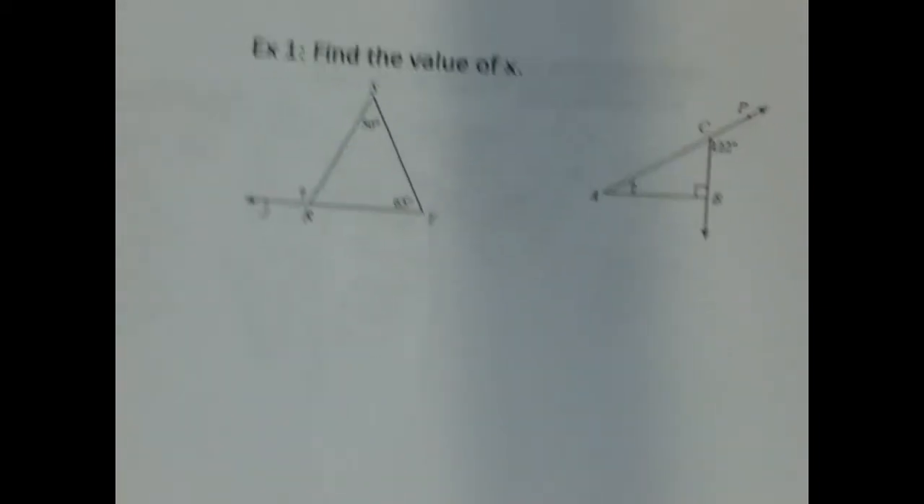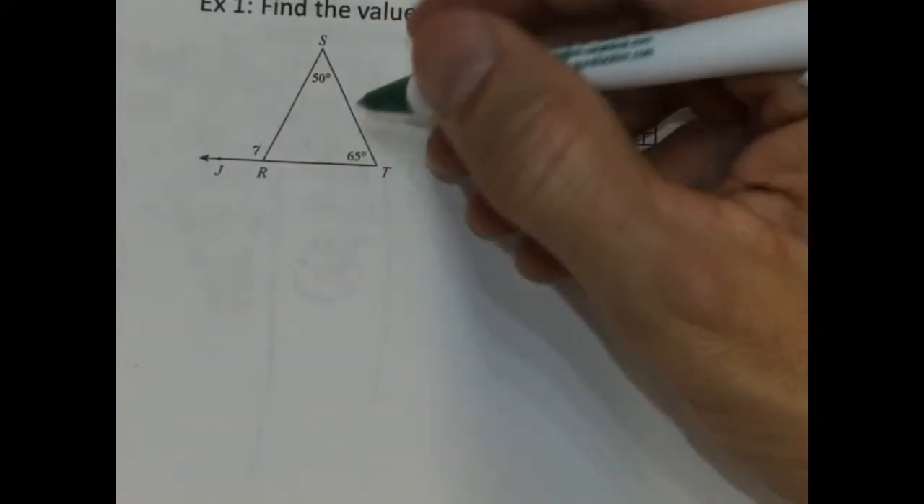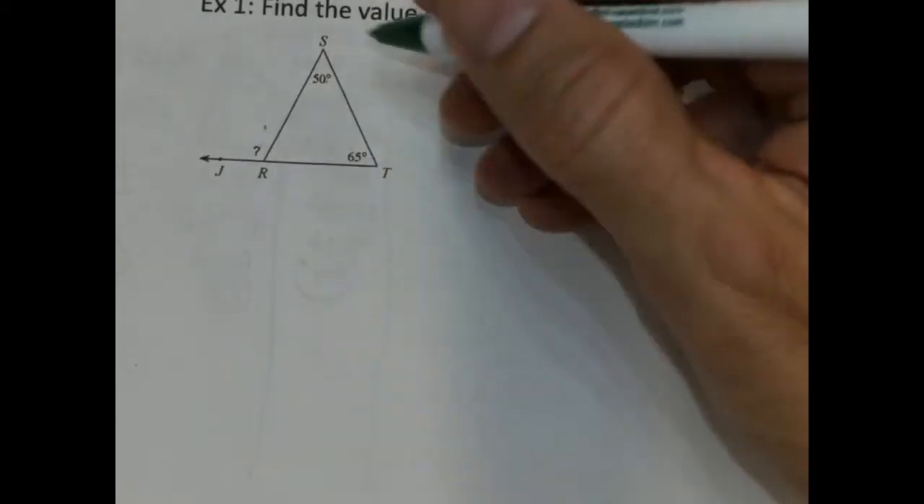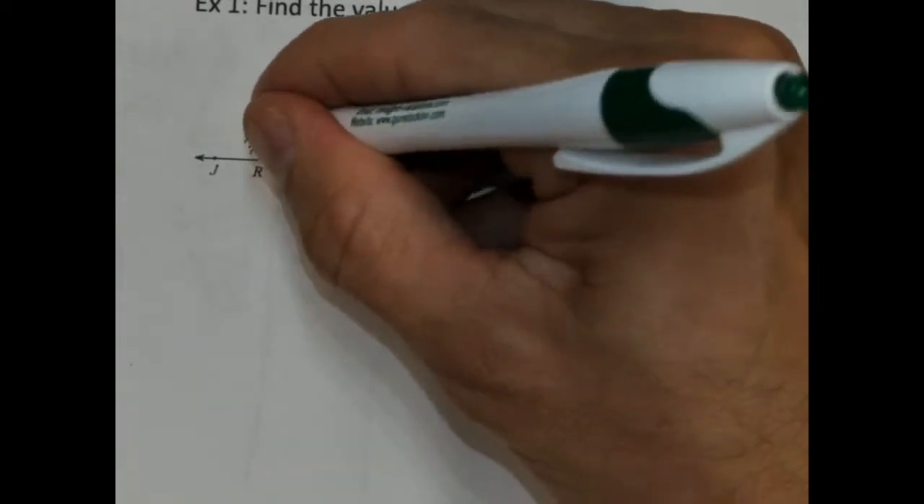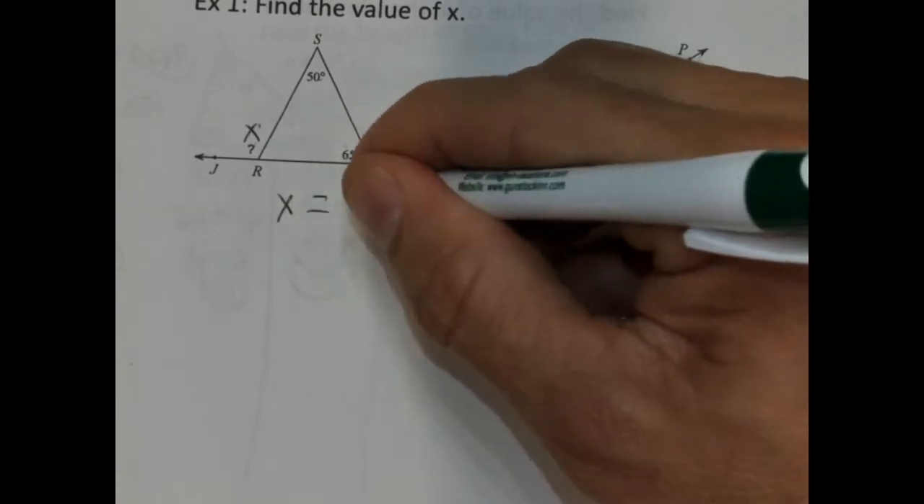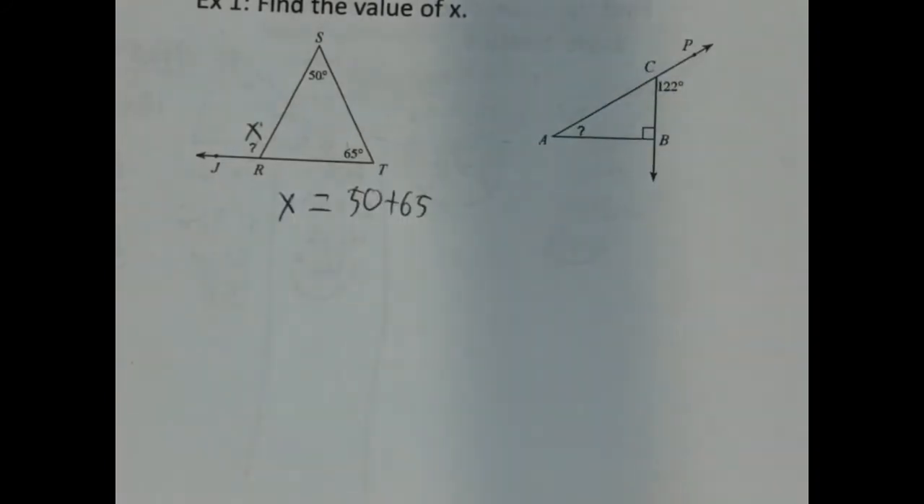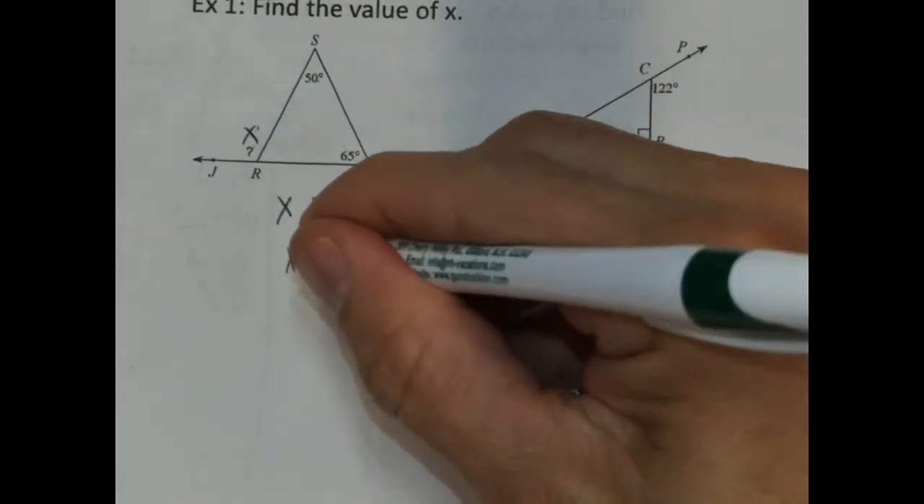Okay. So here's a good example right here, actually. So this is the exterior angle. These are the non-adjacent angles within the triangle. Their sum will be equal to that exterior angle. So let's call that x. X is going to be equal to 50 plus 65. And in this case, it's going to be 115 degrees.